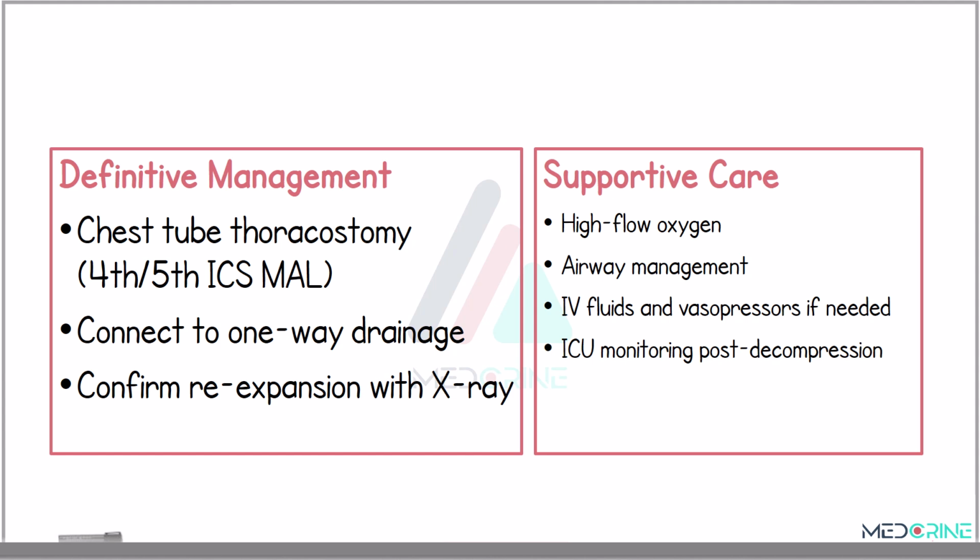When looking at the definitive management and supportive care, a chest tube thoracostomy is the definitive treatment in tension pneumothorax. You need to insert the tube at the fourth or fifth intercostal space at the mid-axillary line, then connect it to a one-way drainage system. As well, you need to confirm the lung re-expansion with a follow-up chest X-ray after chest tube placement, restoring the negative pressure and preventing recurrence.